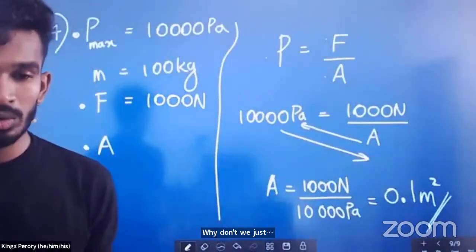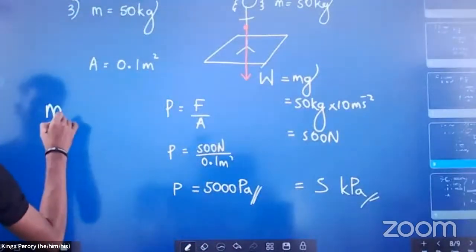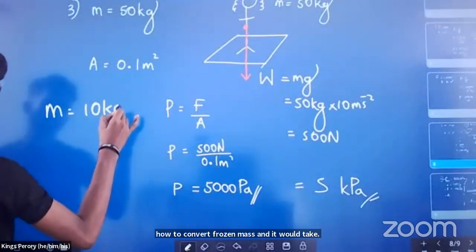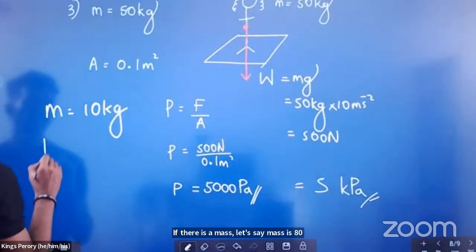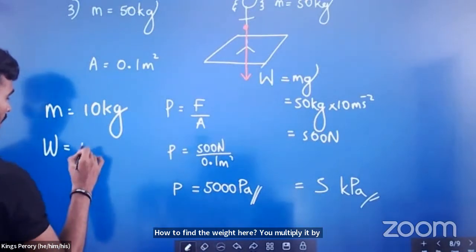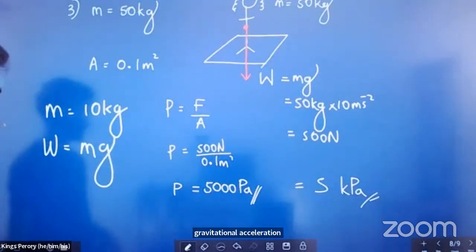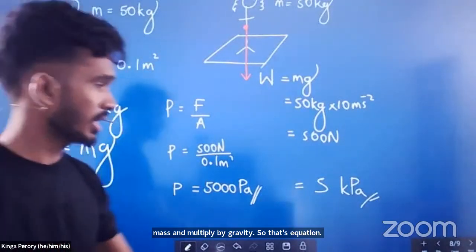How to convert force and mass? If there is a mass, let's say mass is 10 kg. How to convert it to force? Force is the weight. How to find the weight here? You multiply the mass by gravitational acceleration. Gravitational acceleration on Earth is 10. That you multiply by 10.